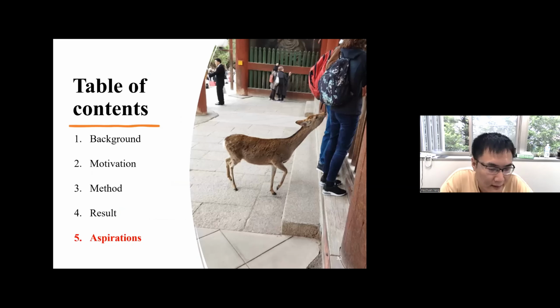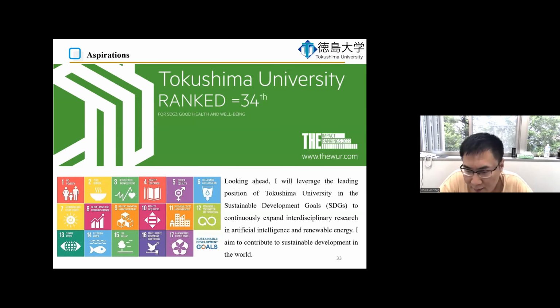And finally, aspirations. Looking ahead, I will leverage the leading position of Tokushima University in sustainable development to continuously expand interdisciplinary research in artificial intelligence and renewable energy. I aim to contribute to sustainable development in the world.